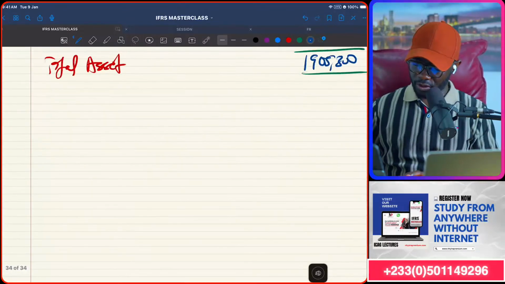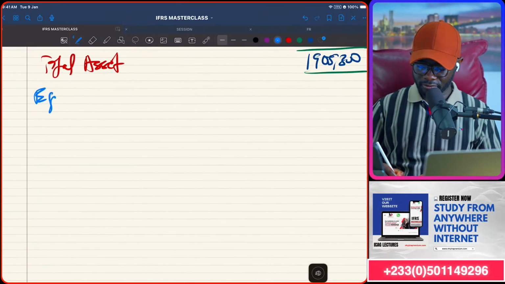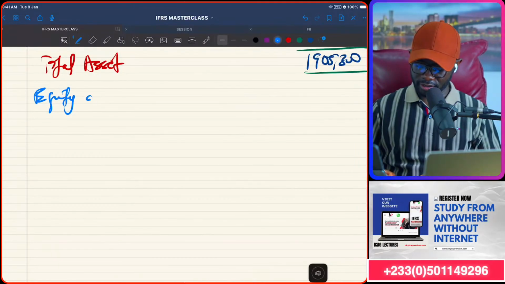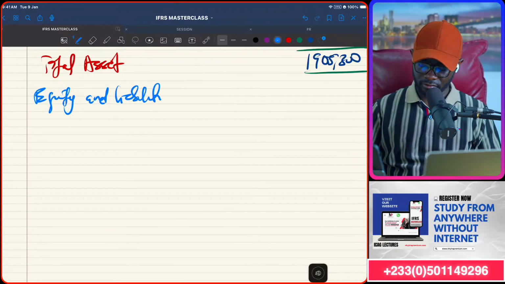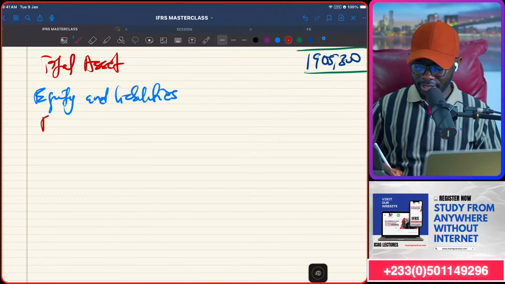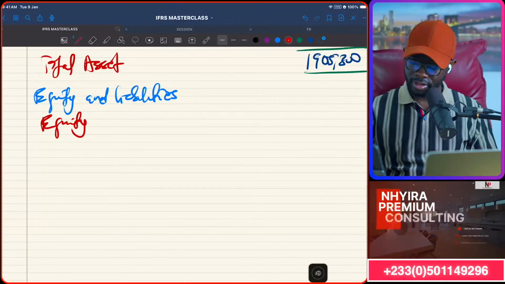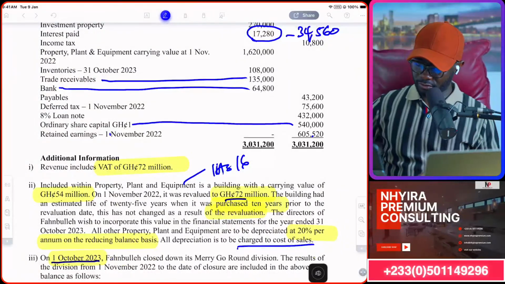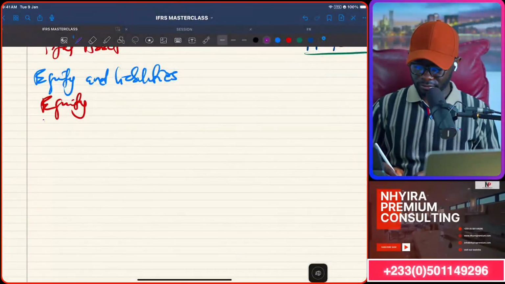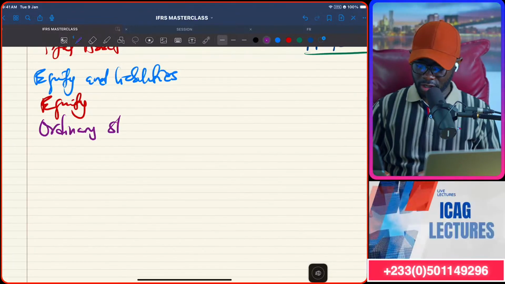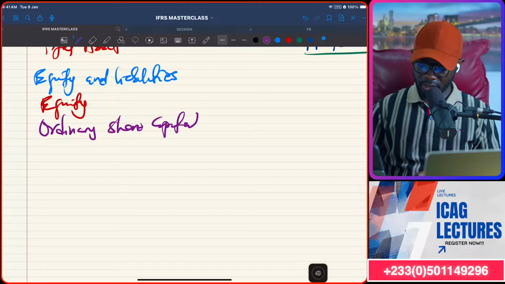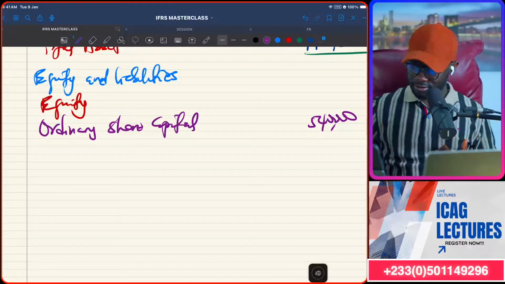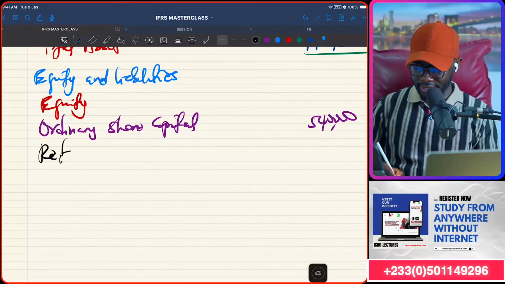Then we go to equity and liability. Equity and liabilities. So under equity, we're going to have, what do we have? Ordinary share capital, 540,000. Then we bring in the retained earnings.